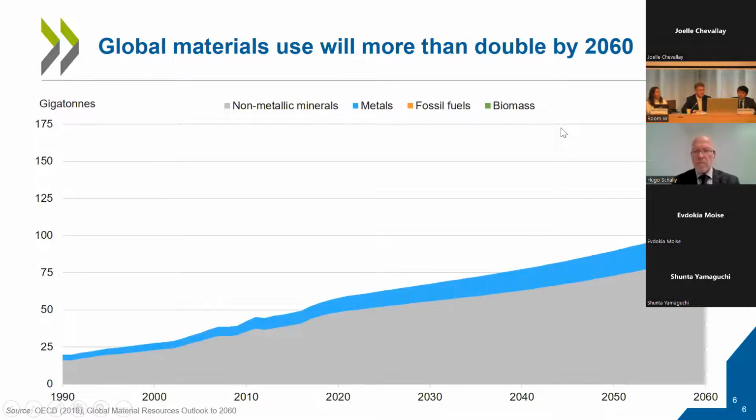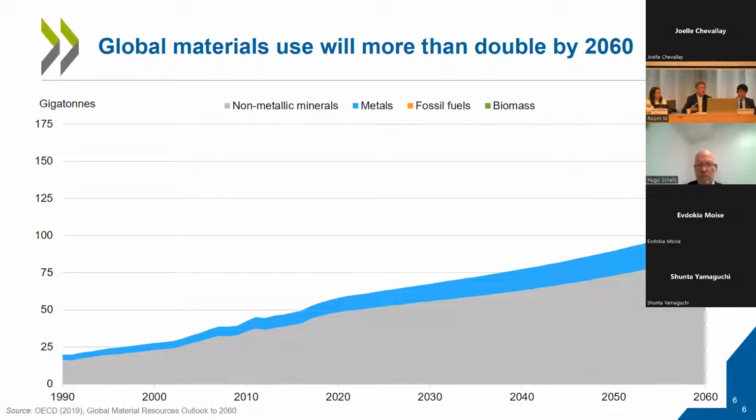So first of all, if we look at the scale of the problem, it's going to get worse before it's going to get better. And clearly, it's going to get worse if we don't change policies. Global materials use will more than double by 2060, with a significant increase in non-metallic minerals, sand, gravel, those types of materials being dredged up from riverbeds and from oceans. And used a lot in construction.